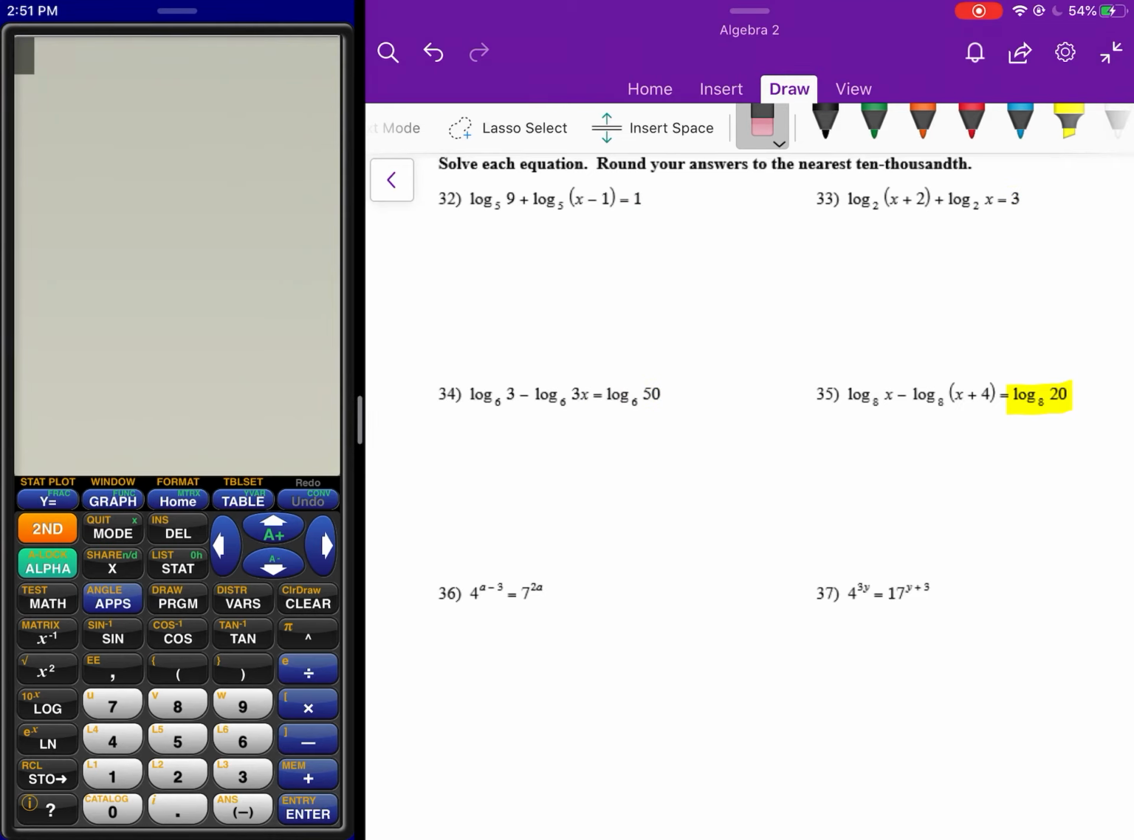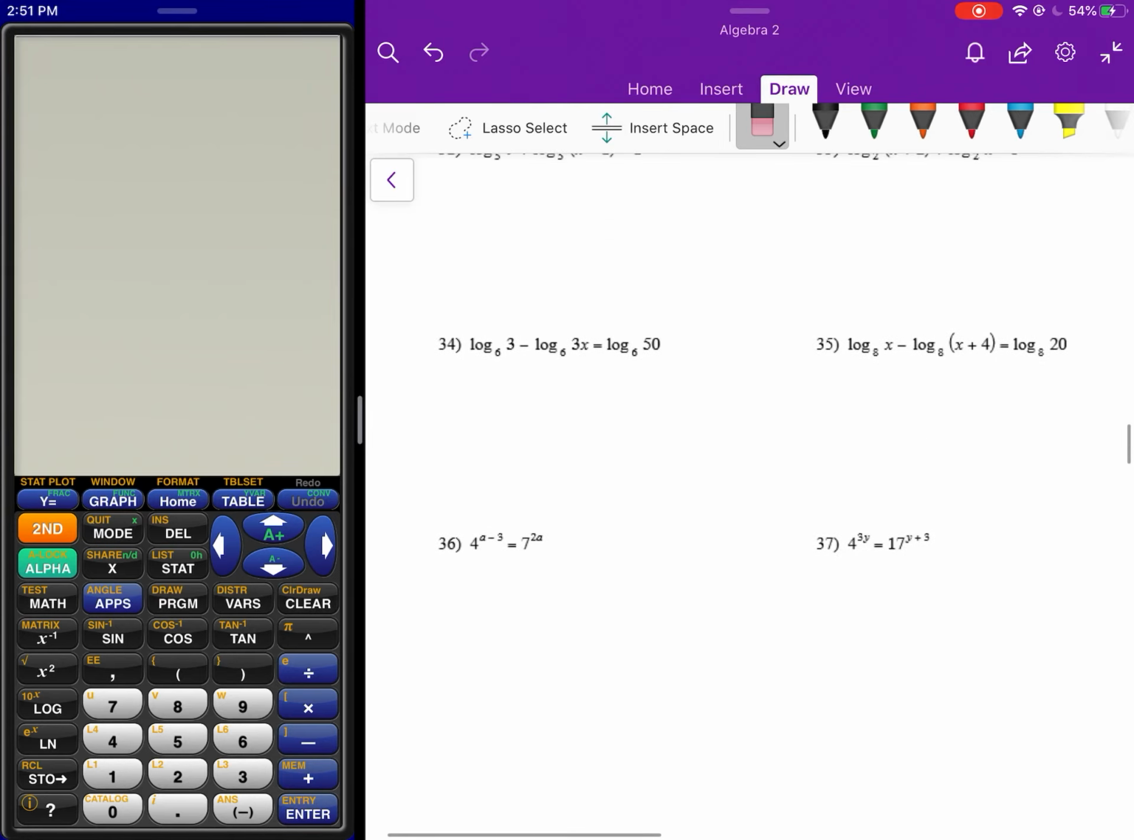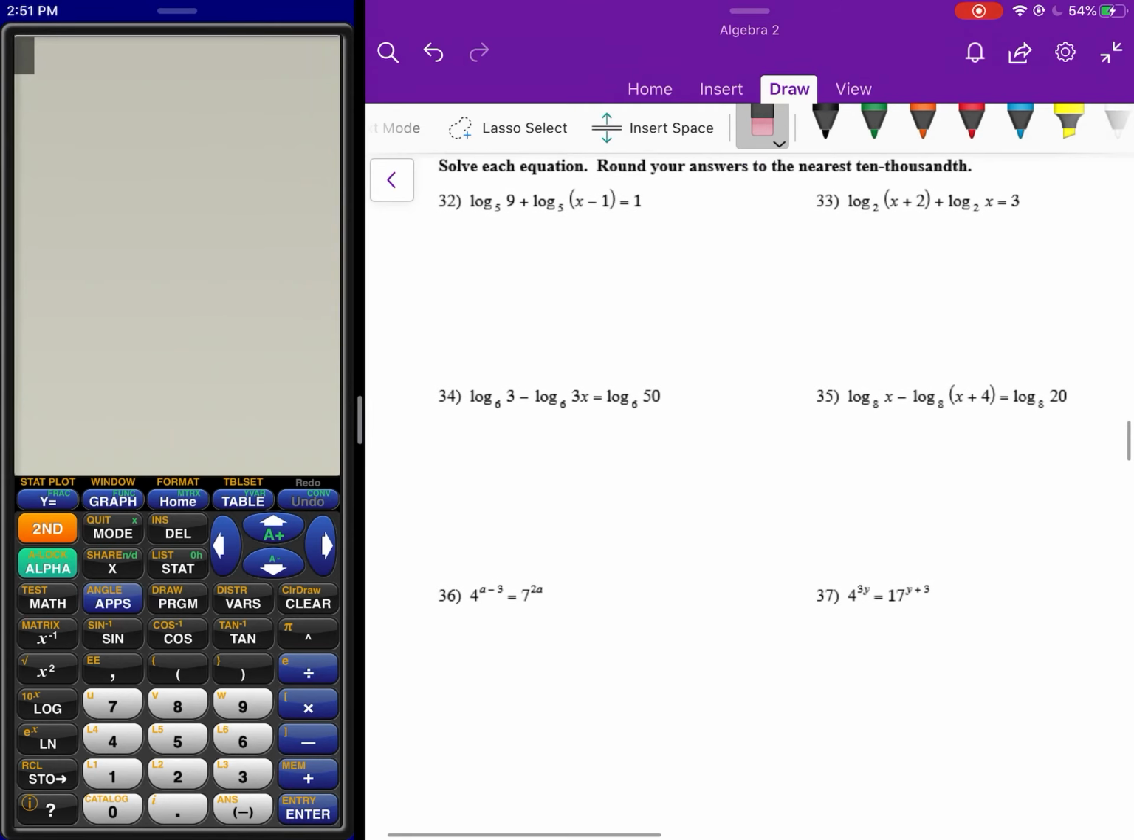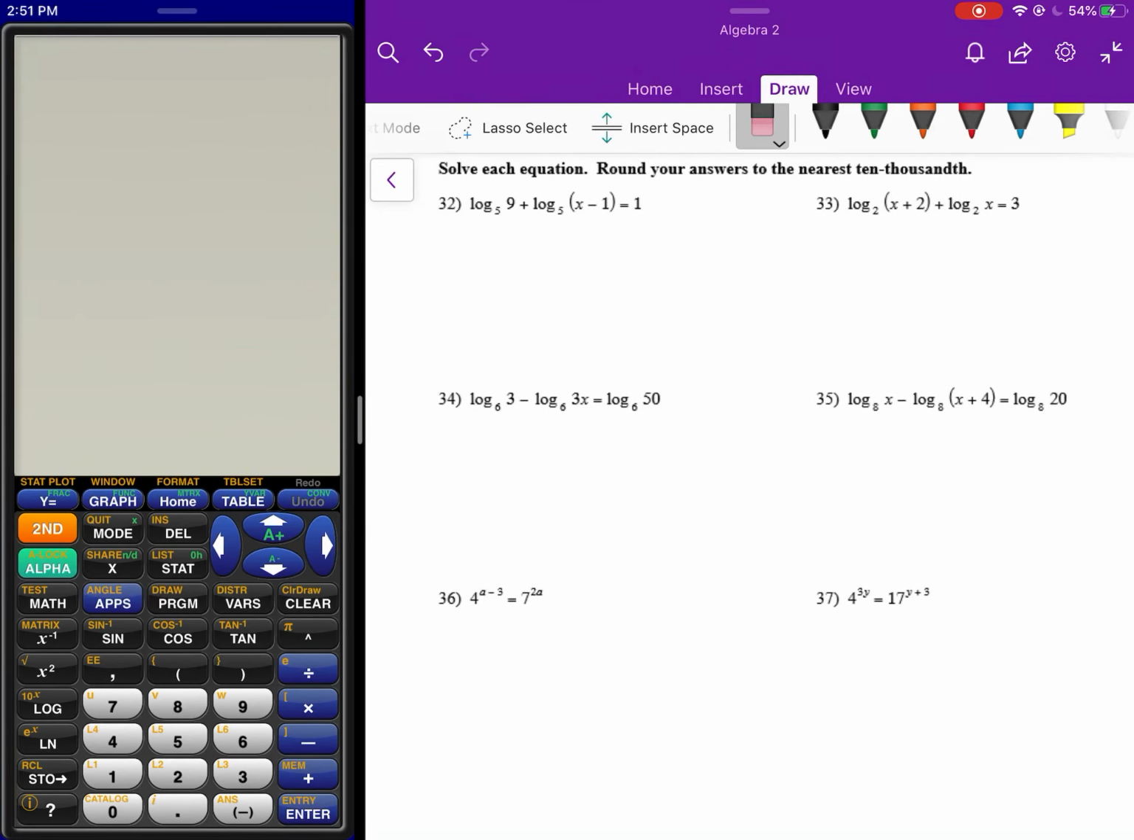Actually, I think I'm just going to do 31 and 34. I'll leave 33 and 35 for you guys to work through. And then 36 maybe I'll do also, and leave 37 because that's similar to 36. The answers are on your classroom account. So let's go.